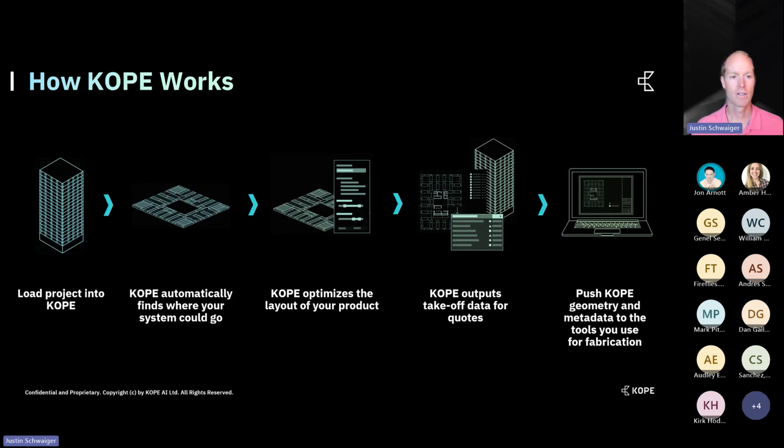So how does it work? We start on the left here. Kope loads any project into our system. That includes 2D projects or 3D projects. And then Kope explores where your system could go. So if you're producing an external structural insulated panel system and a SIPS roof, we'll find where the external walls are. We'll find where the roofs are, and then we'll configure your system into it and panelize into it.